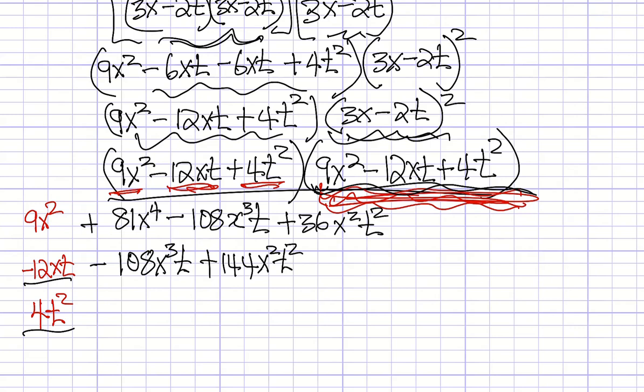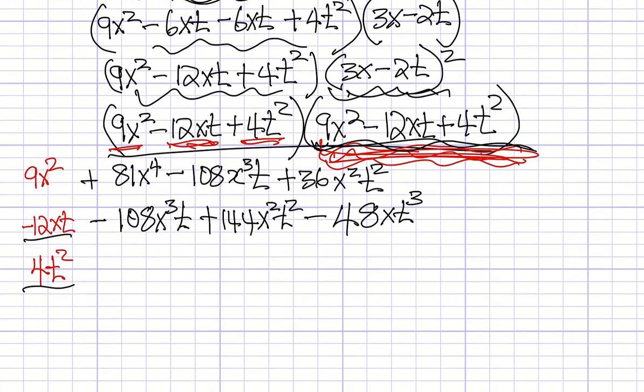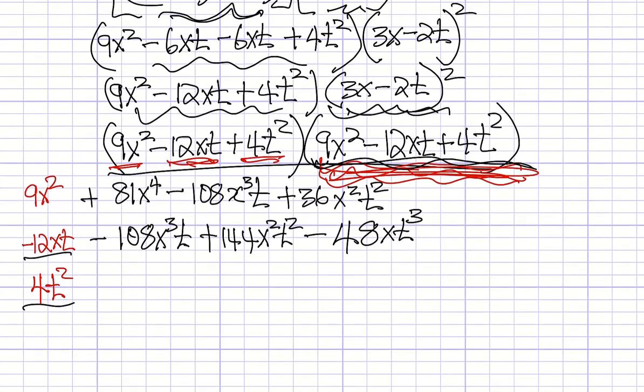Make sure you see what that is. And then negative 12xt multiplied by 4t squared is going to be negative, okay? So you see 12 multiplied by 4, so it's going to be 48, negative 48. What are the variables? It's xt raised to the power 3. You see that, right? Okay, we'll do the next one.